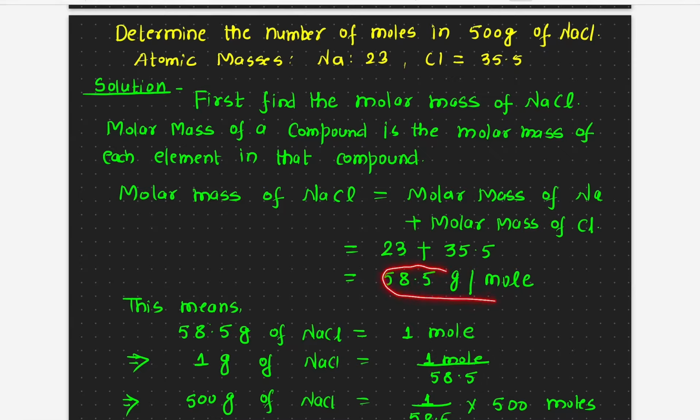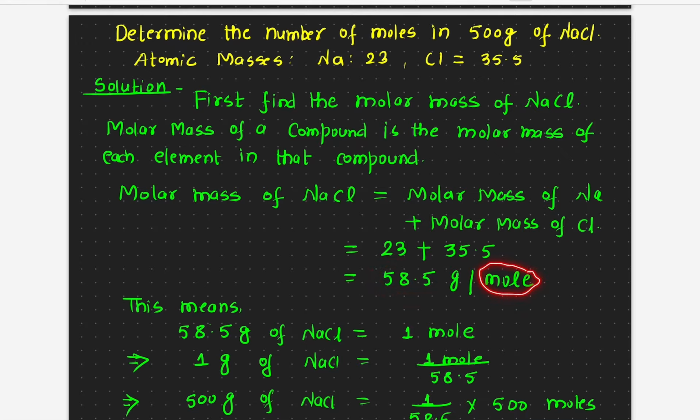So what does this number mean? This number means if I have 1 mole of sodium chloride, the mass of this one would be 58.5 gram. Or in other words, 58.5 gram of sodium chloride means 1 mole of sodium chloride. So now, just by the definition, 58.5 gram of sodium chloride means 1 mole. Okay, so that means 1 mole here.